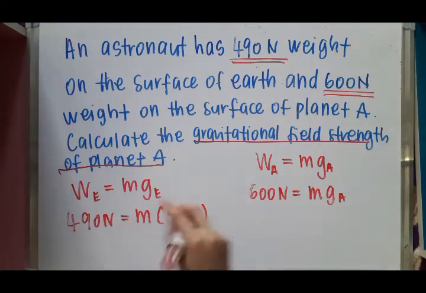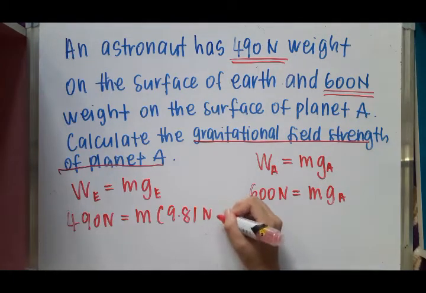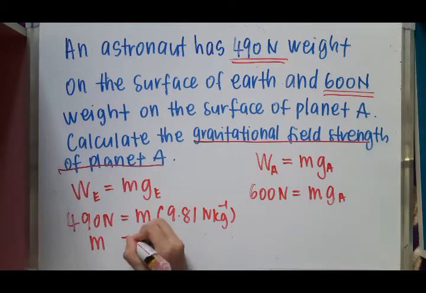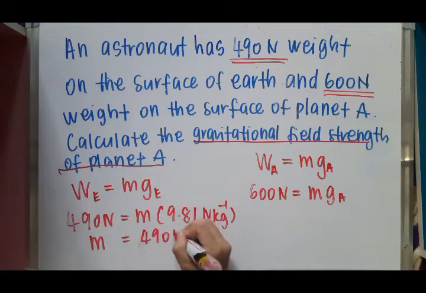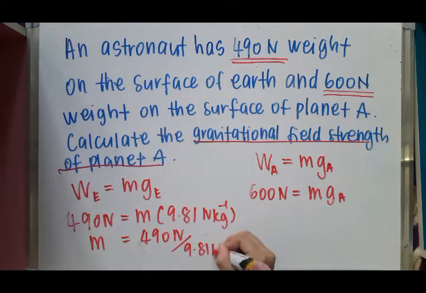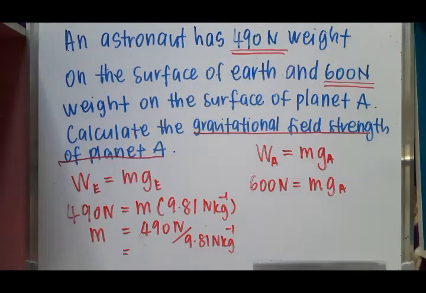So from here we can calculate the mass. So 490 Newton divided by 9.81 Newton per kg. So we have mass here, 49.95 kg.